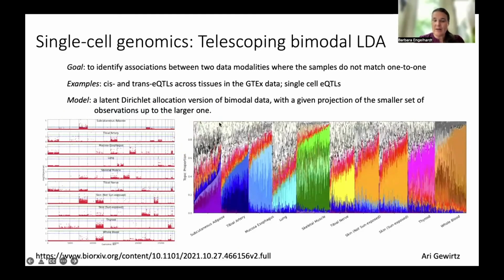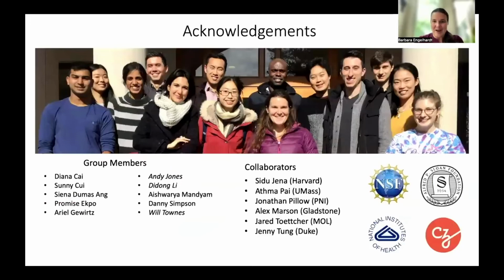And finally, another method, we're working a little bit with Jason Von Rostro and others on this, thinking about identifying QTLs in single cell data, because a lot of the methods that we have are not really working. So we just developed and put up on bioRxiv a telescoping bimodal latent Dirichlet allocation model for that. So a lot of work going on in our group, and I'm really excited about everything.